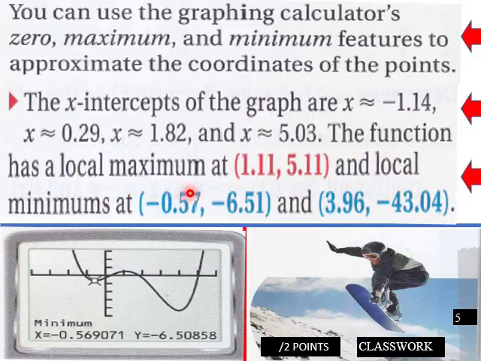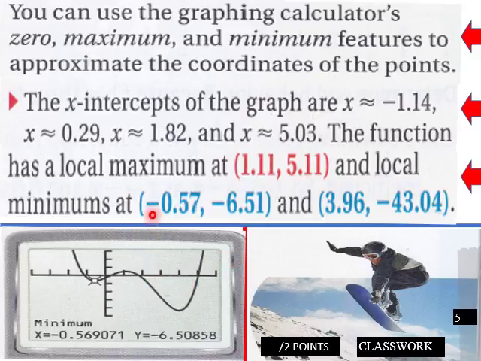And it has a local max at 1.11 here. See, local max at 1.11. And then 5.11. And then mins, we have a min, I mean, that would be over here. See, 1, 2, 3, 4, 5. There must be another local max. There must be another turn in the function.